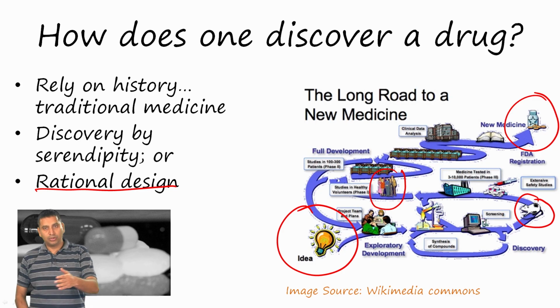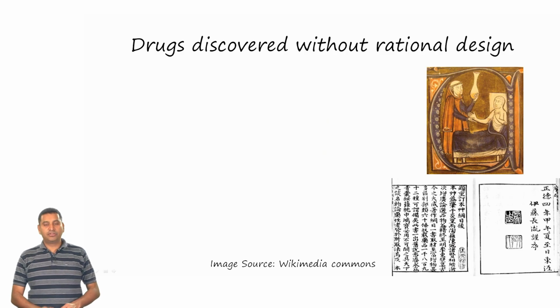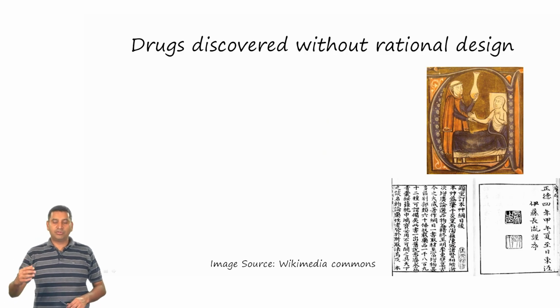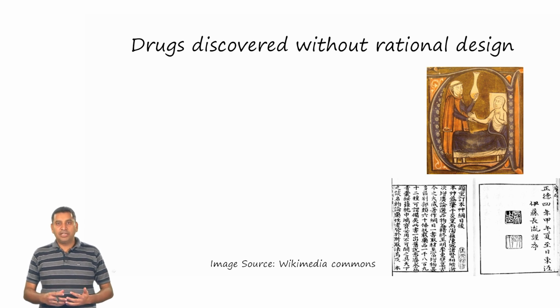So, in this course, we will look at the entire process right from the idea to how it gets into a bottle and is sold to humans. Let us look at the first part of it, which is drugs discovered without rational design. Here the drugs were discovered basically relying on what is known as traditional medicine.